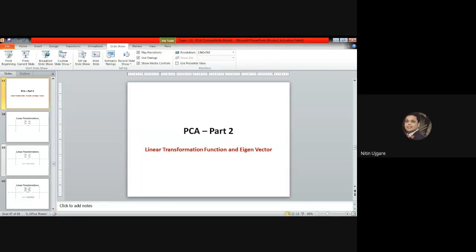So I conclude that nobody is having a problem. In the next live session, we'll take the linear transformation function, which transforms all the points from the original dimension to a lower dimensional space, right? Using eigenvectors and eigenvalues, and that is what principal component analysis is all about.